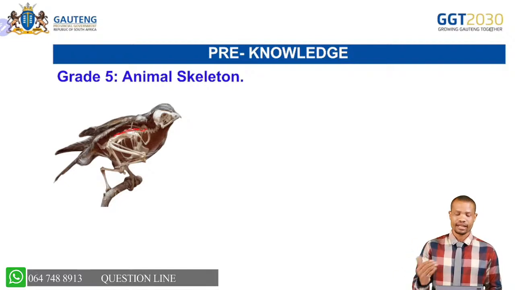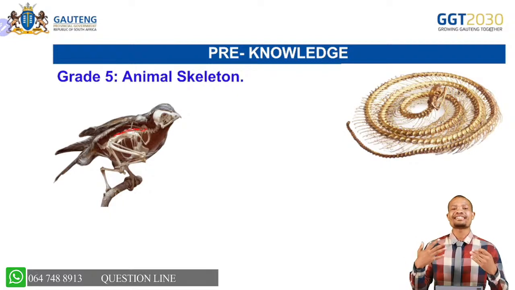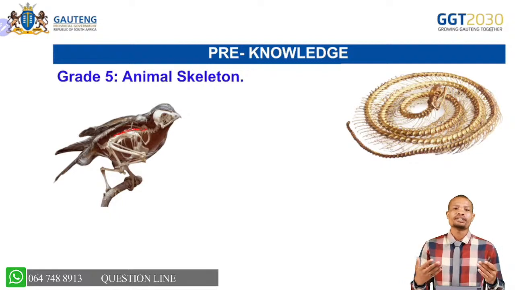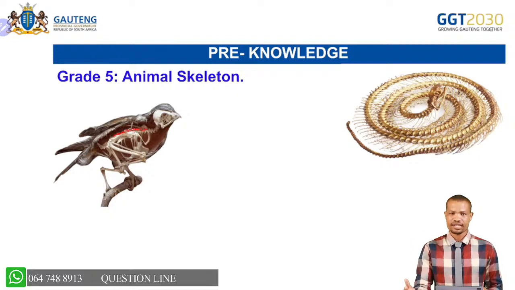Endo means inside, right? Another example would be a snake, okay? A snake has an endoskeleton. Why? Because the skeleton is hidden under the scales of the snake. You can't see the skeleton of a snake unless, of course, it's dead and decomposed over time, okay? Because when animals die, they decompose and all the flesh disappears and then you remain with the skeleton.